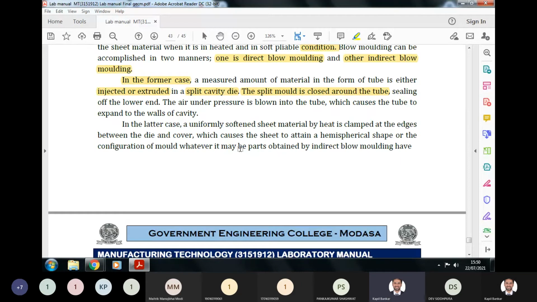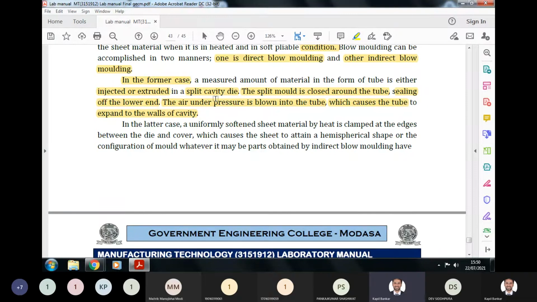So here you may read it: sealing up the lower end, and the air under pressure is blown into the tube, which causes the tube to expand to the wall of the cavity. So what will happen if you apply air from the top? That heated tube will be expanded and it will stick on the wall of the cavity.